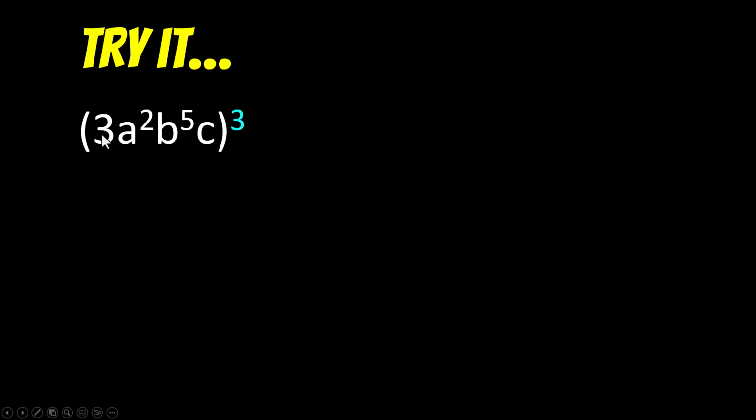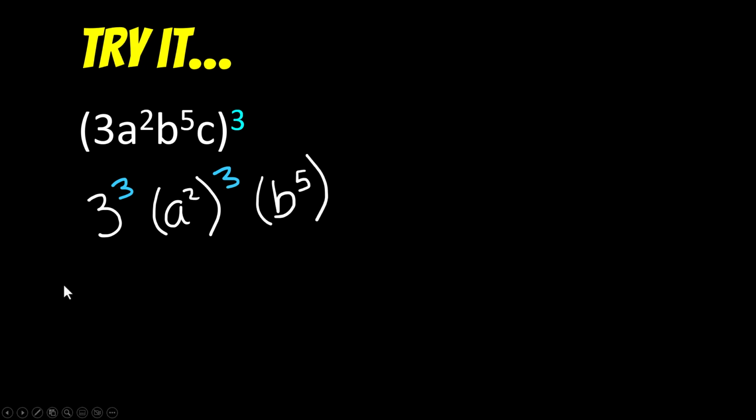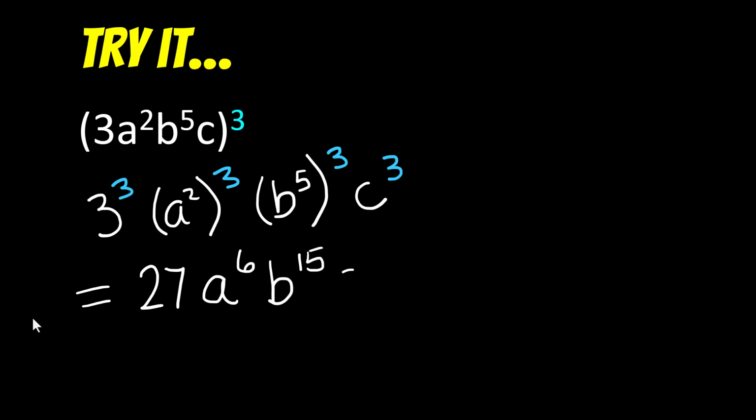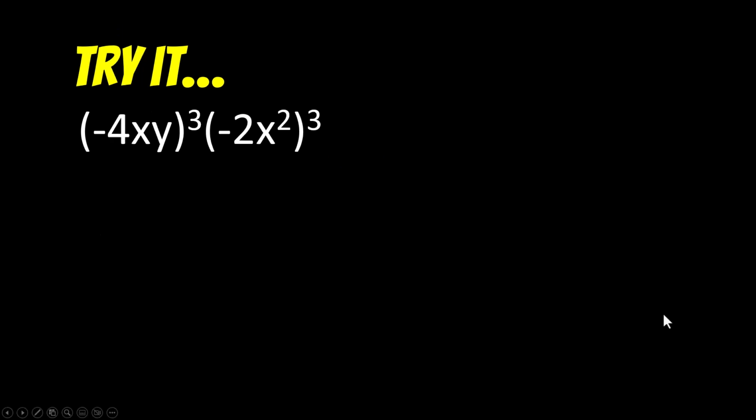Everything on the inside is going to be raised to this 3rd power. That's everything. So 3 goes to the 3rd power, a squared goes to the 3rd power, b to the 5th goes to the 3rd power, and that c goes to the 3rd power. Now we just need to clean this up a bit. 3 times 3 times 3 is 27, a to the 6th, b to the 15th, c cubed. Try this one, see how far you get.